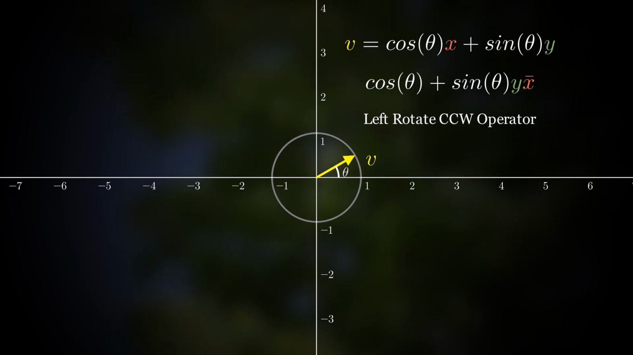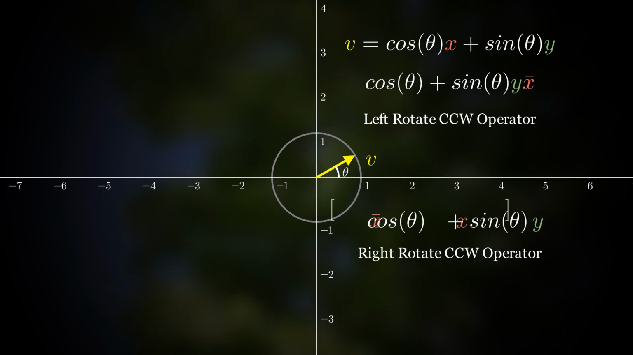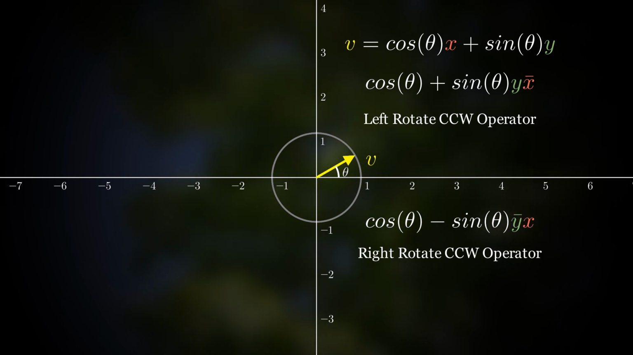This operator, when applied from the left, rotates any vector theta degrees counterclockwise. Just like we did with our 90 degrees rotation case, we can also find the right operator that does the same rotation. It's very simple. We just write x x bar v, and we see that x bar v is the right rotate operator. Expanding v, we get cos theta plus sin theta x bar y, and we can swap the positions of x bar and y and get a minus sign. This is the right rotate counterclockwise operator.